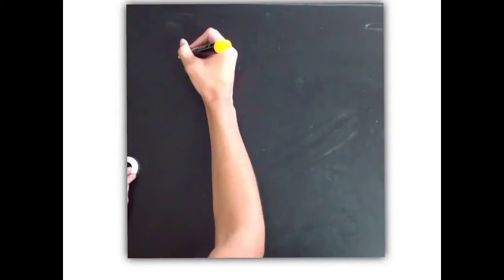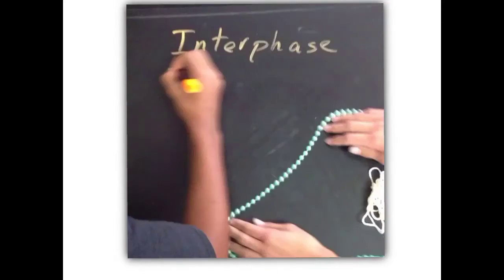During this phase the cell makes final preparations to divide. For example, it makes additional proteins and organelles. So this is our interphase.